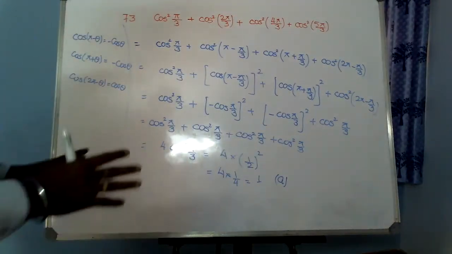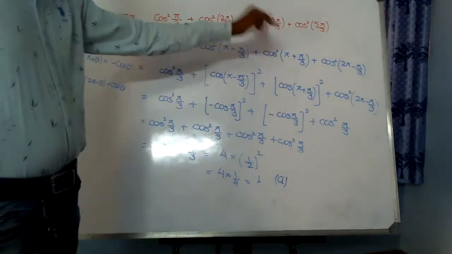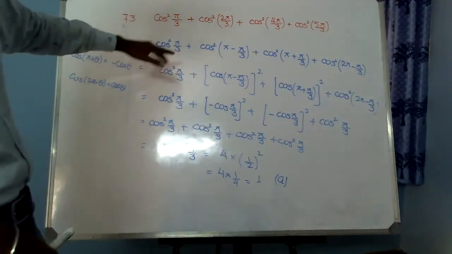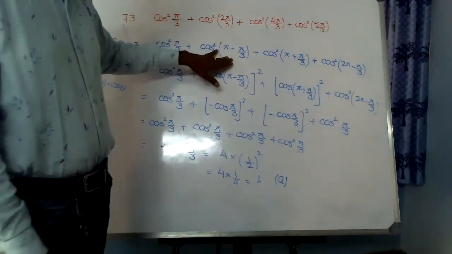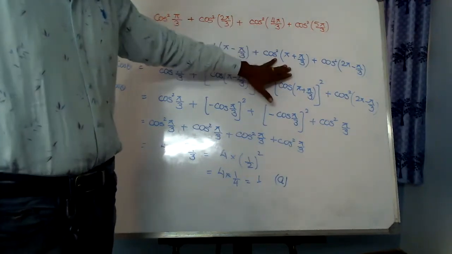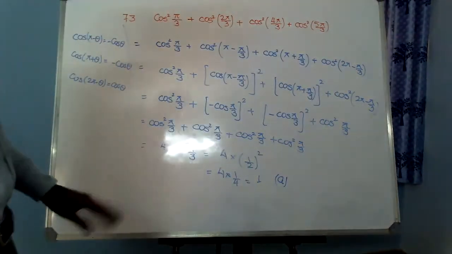I'll just go through it once again. Though it was a little confusing, I can understand. This was your question given. I have started converting. Pi by 3, since I know the value, I didn't convert it. 2 pi by 3, I wrote it as pi minus pi by 3. Pi minus pi by 3 is 2 pi by 3 only. 4 pi by 3, I've written pi plus pi by 3. 5 pi by 3, I've written 2 pi minus pi by 3. That is all I did.